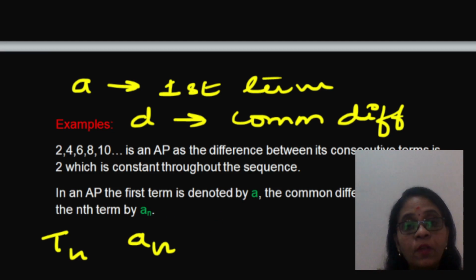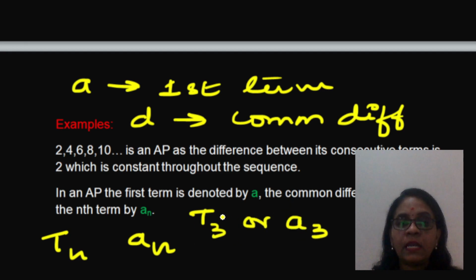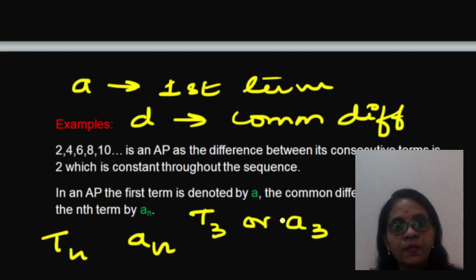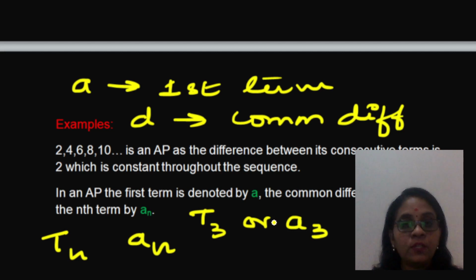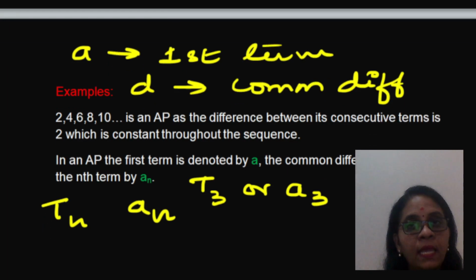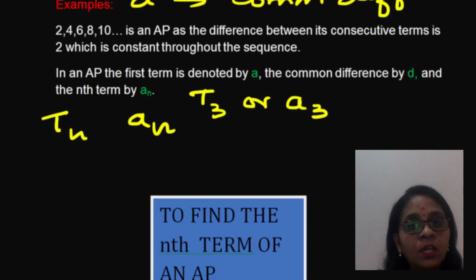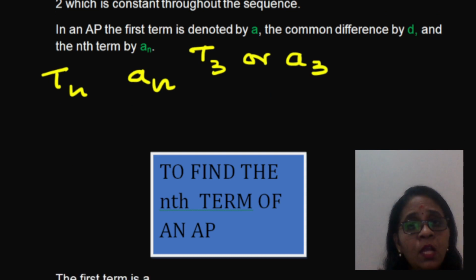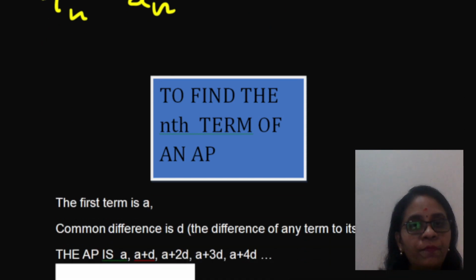So if you have to represent the third term in an AP, you can represent it as T3 or A3. Both mean the same, children, nothing to worry about what is T and what is A. Term 3 or A3, because we said A is the first term. So A3 is one notation and T3 is another notation for representing. So in general, the nth term is given by An. So how do we get the nth term of an AP?